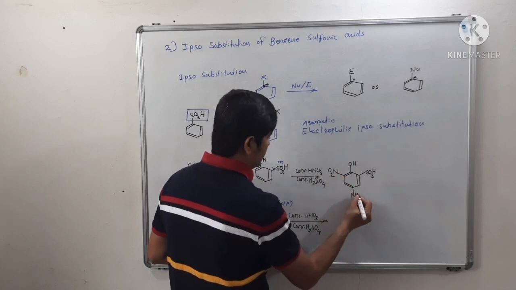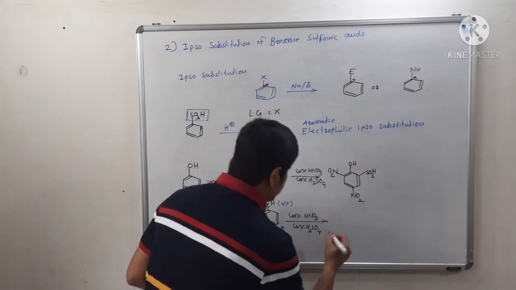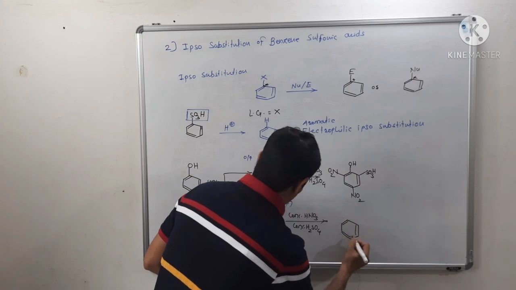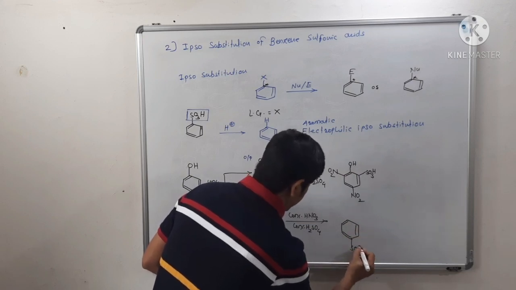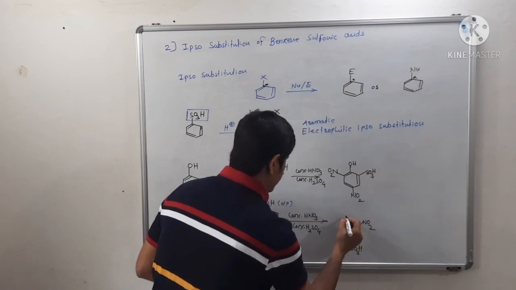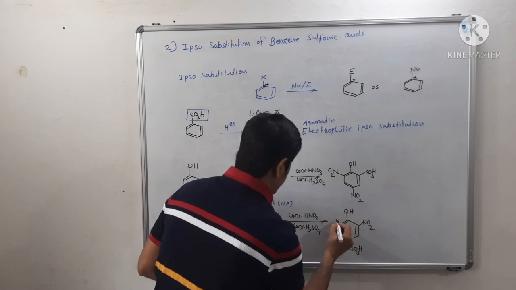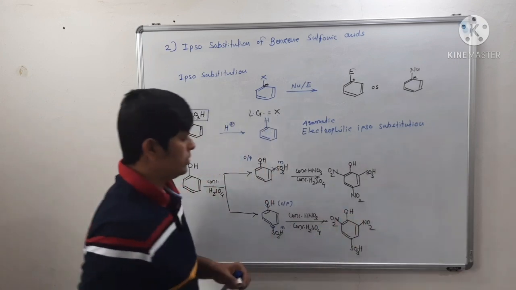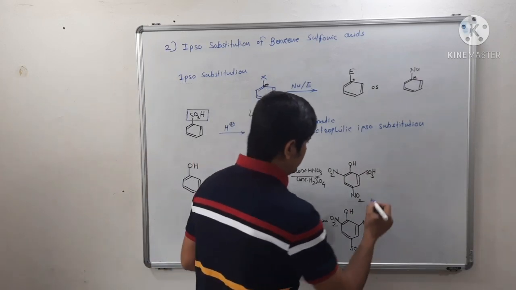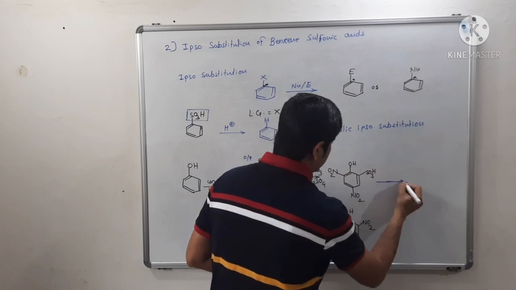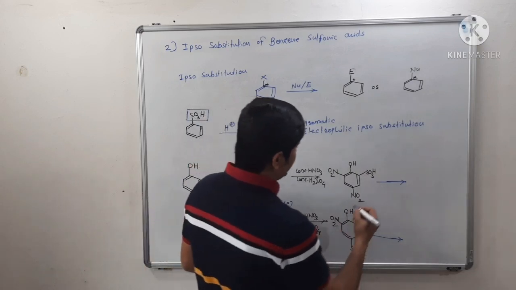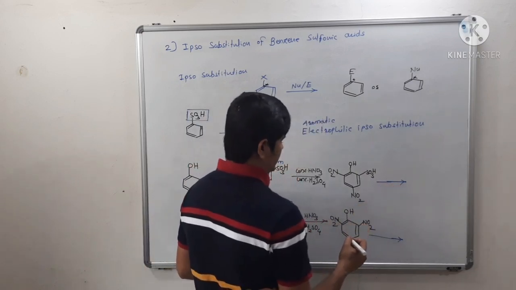We will get this product here. Similarly, in this case, we will get this product. Now see, in the next step we will carry out the reaction of this again with concentrated nitric acid. Okay, that is the nitrating mixture.